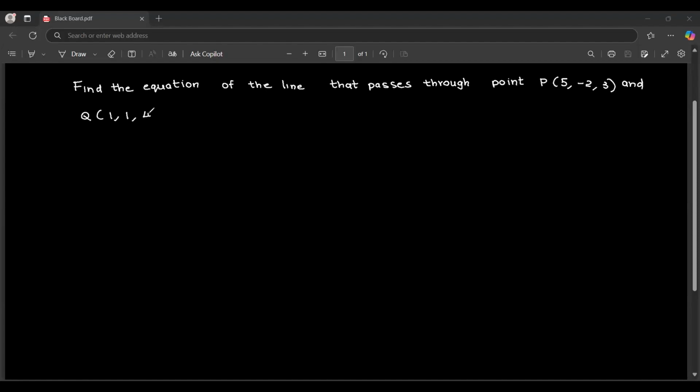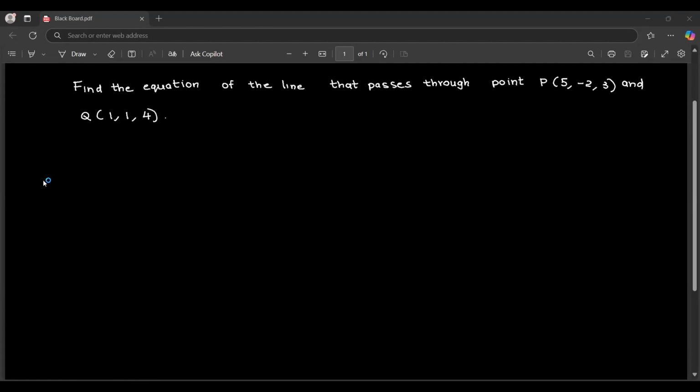We have learned about the vector equation of a line. So let's try a question to understand how we can actually apply the vector equation in an exam. Let's say we have to find the equation of the line that passes through points P and Q. So how can we do this?